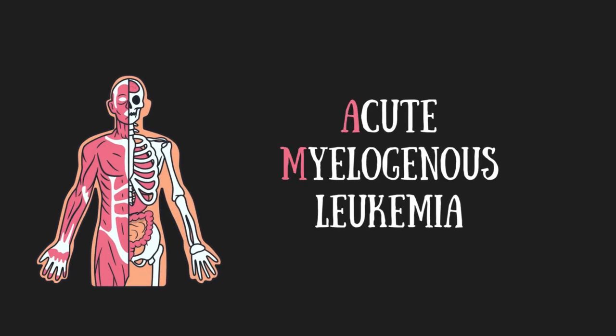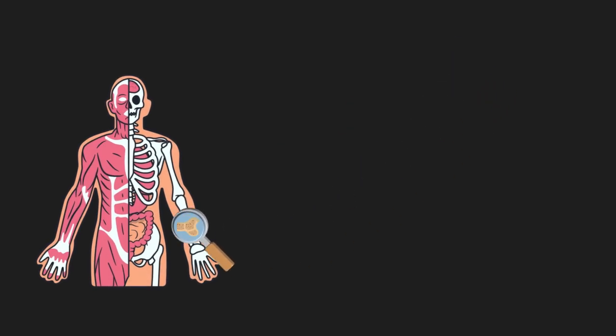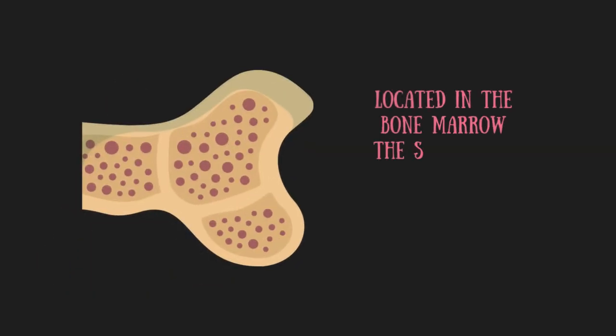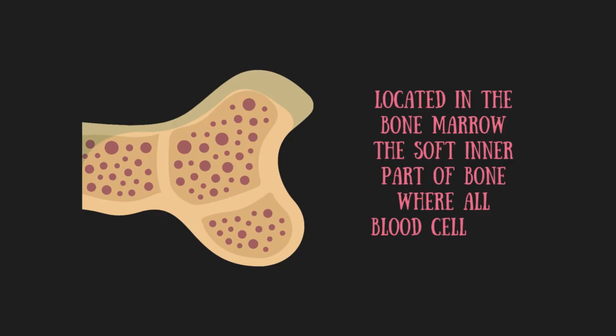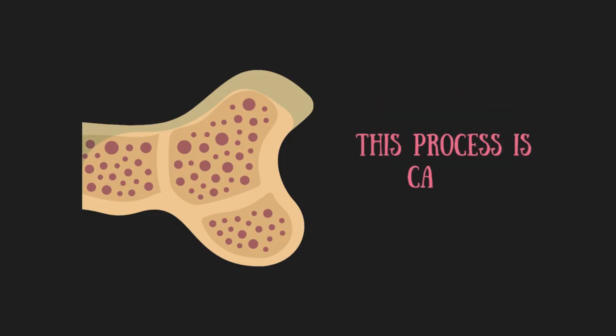Acute myelogenous leukemia, also called AML. If we magnify inside the bone, we will find the bone marrow, the soft inner part of the bone where all blood cells are made. This process is called hematopoiesis.